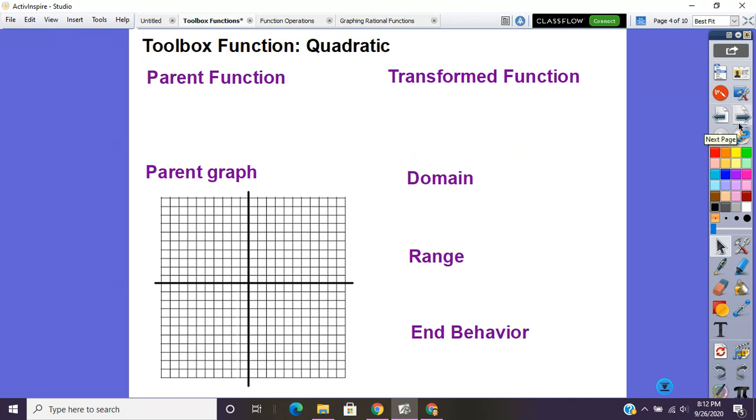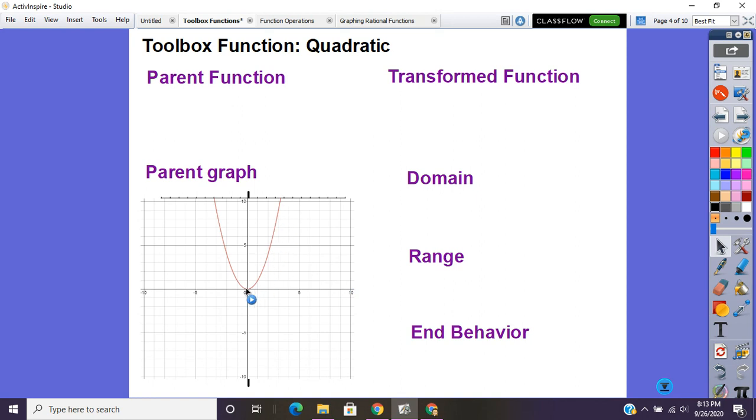The next familiar one should be quadratic, because we spent a lot of time in Algebra 2 talking about quadratic functions. And if you recall, this is actually a parabola. So it's this little graph right here. The parent function is y equals x squared. And our transform function uses that a, h, and k again. So this h and this k tells us where does this 0, 0 point move. And so that actually is our vertex.